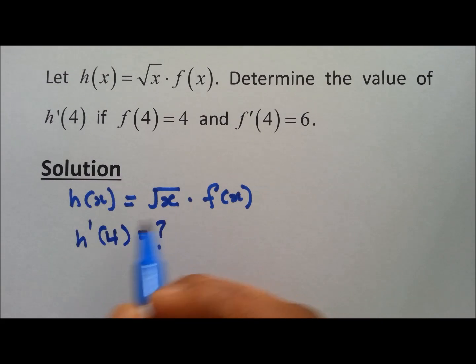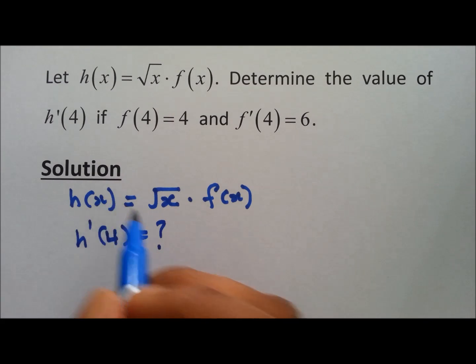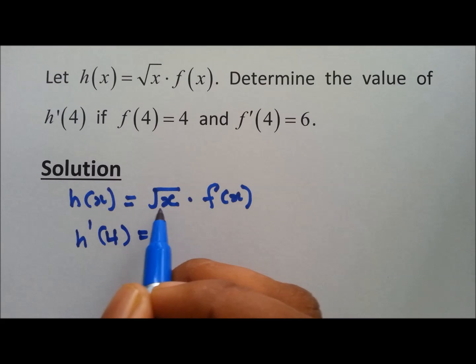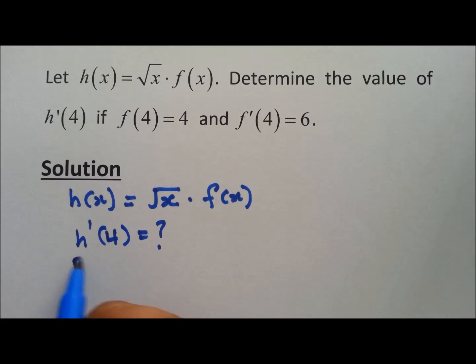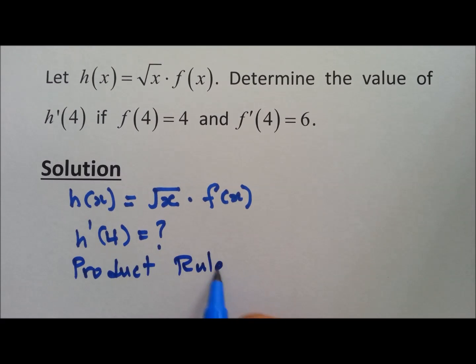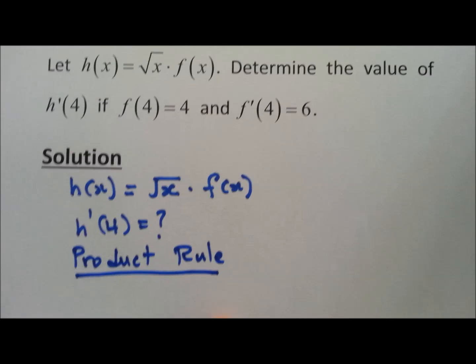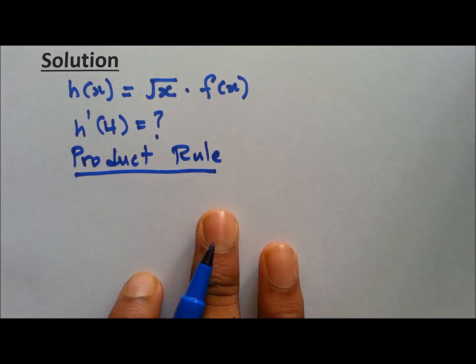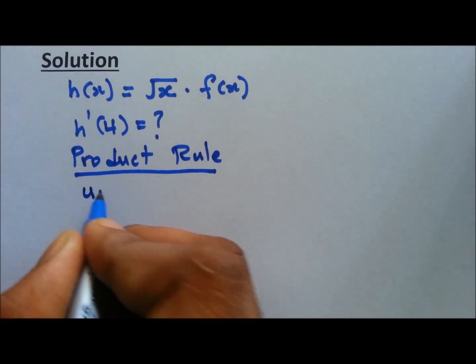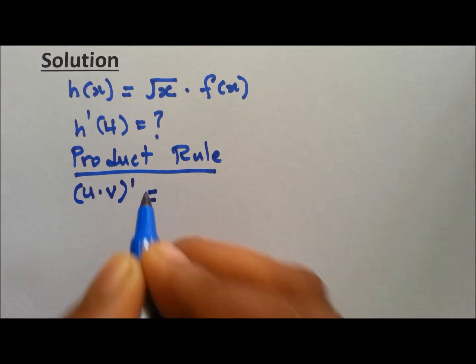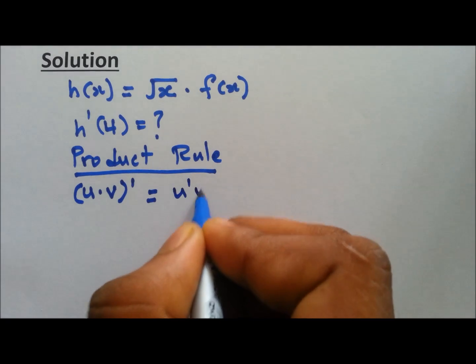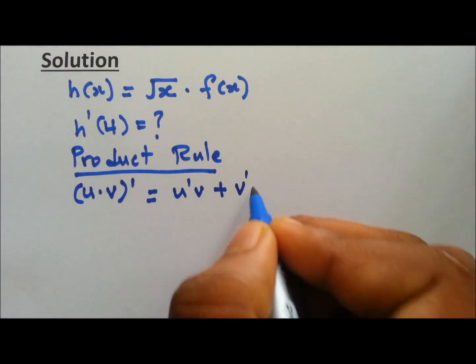This means that we need to differentiate h of x first of all. Now as you can see, in h of x there are two functions that are involved. One is root of x and the other one is f of x. So to differentiate this, we will utilize the product rule. For those of you who have forgotten what the product rule is, if there are two functions, let's say u and v, and they are being multiplied and we are asked to differentiate that, then the derivative is equal to u prime v plus v prime u.